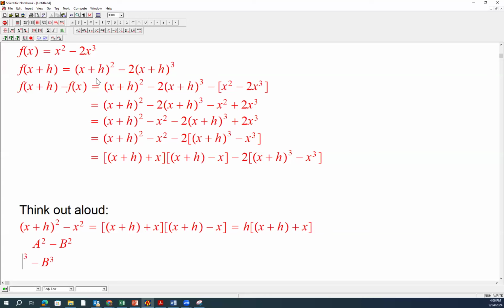Okay? If you know the formula, great. If you don't know the formula, just go ahead and do your foiling. Okay, so I'm just going to show you. This is a minus b, multiply a squared plus ab plus b squared.